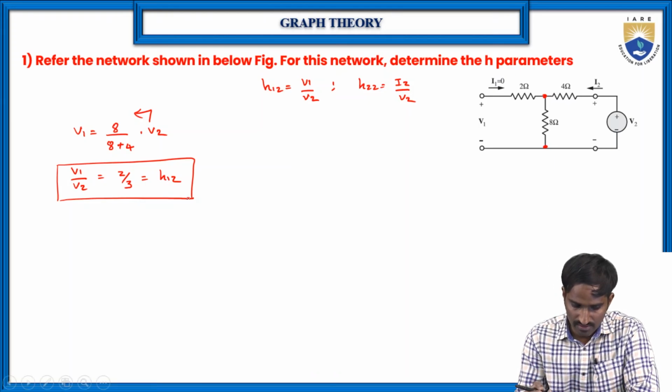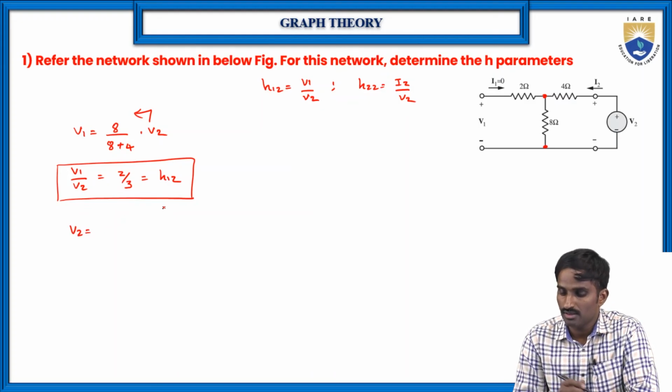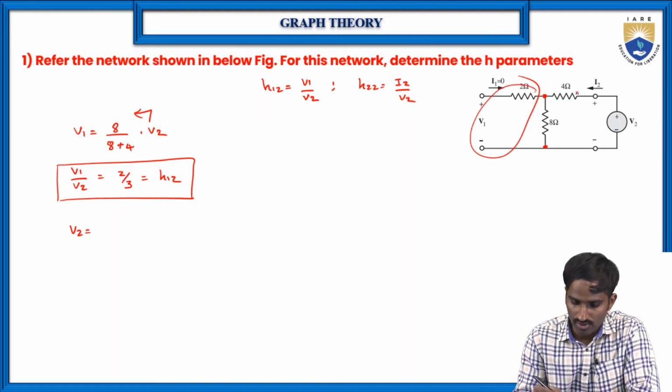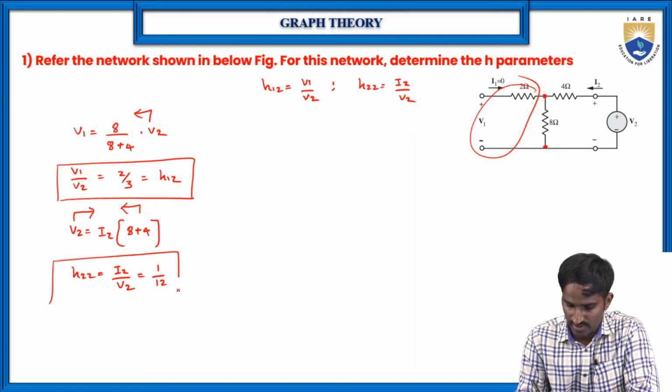Then similarly, if you want to find V2, of course, this part will become 0, right? So V2 is equal to, the total current here is I2, so I into R, I2 into, here 4 and 8 are in series, 8 plus 4. Then send this V2 to this side and this to this side. So 8 plus 4 is 12. Then H22, which is equal to I2 by V2, is equal to 1 by 12. This is how we can find the H parameters.